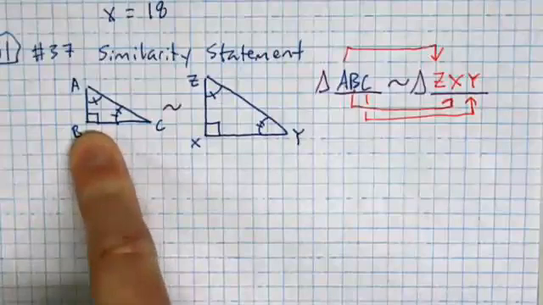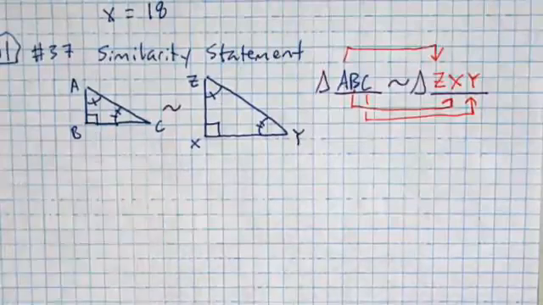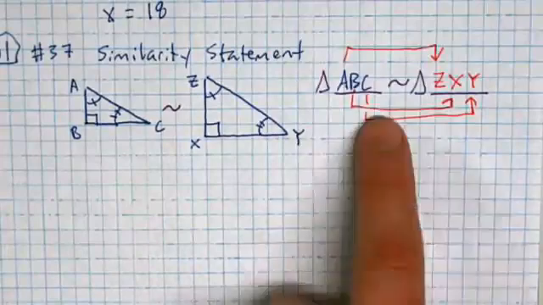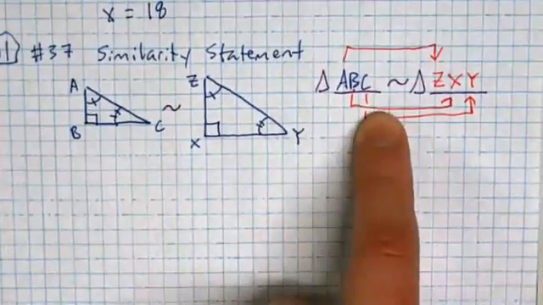We are going to see corresponding numbers pop up later on. So something kind of like that. But when we're doing a similarity statement, we're going to be using letters, capital letters specifically. Now, is this the only correct similarity statement for these 2 triangles?